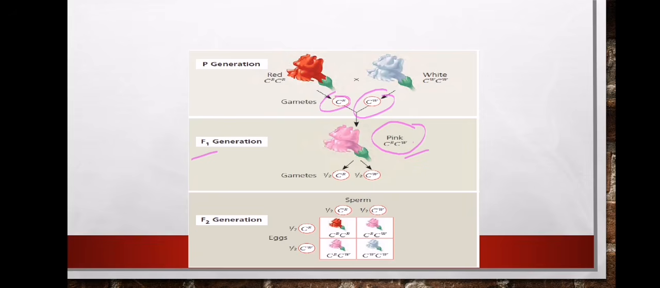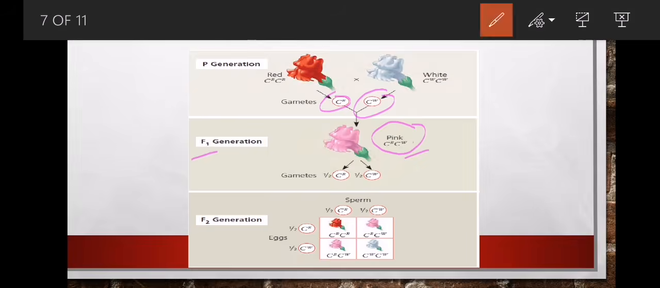Pink, if you look at pink, pink is what? It's intermediate, or it's in between red and white. And on top of that, it is a third phenotype.